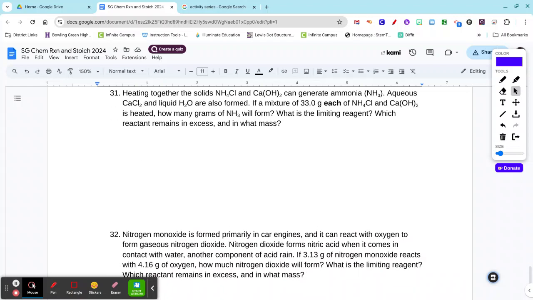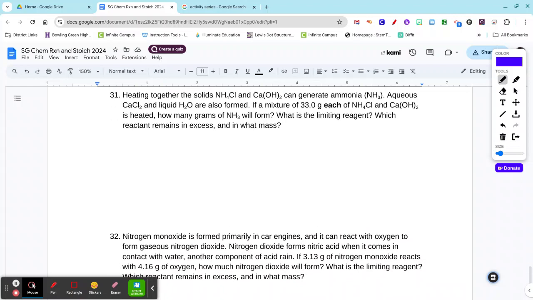Okay, let's look at this one. This one, it tells me that I am heating together NH4Cl with CaOH2, and I can make NH3, and then it tells me I also make CaCl2 and H2O. So those are 2 products also, 2 more products.